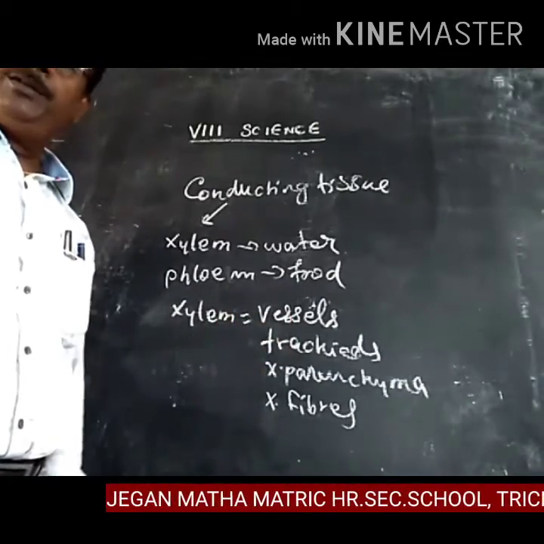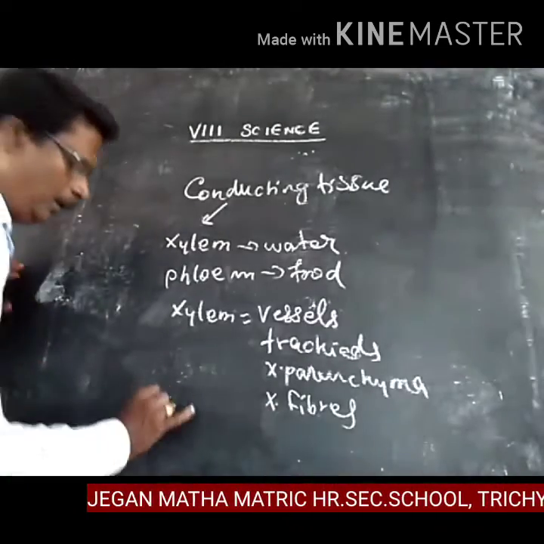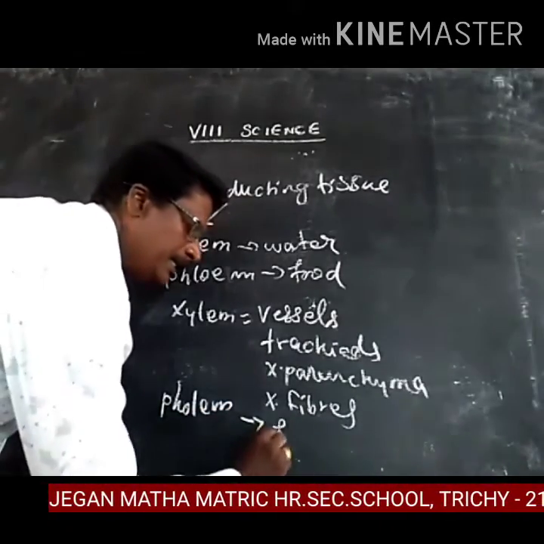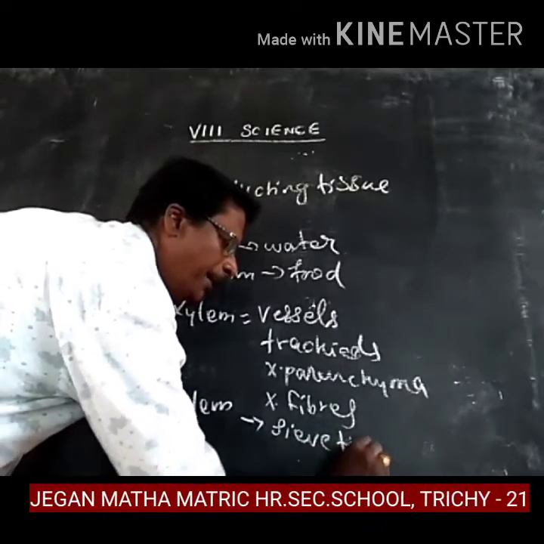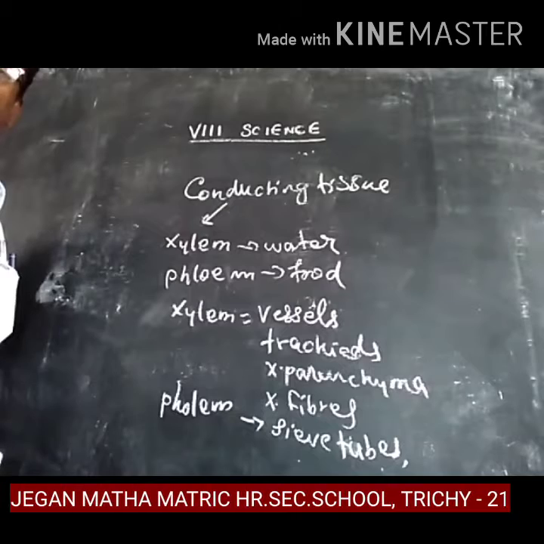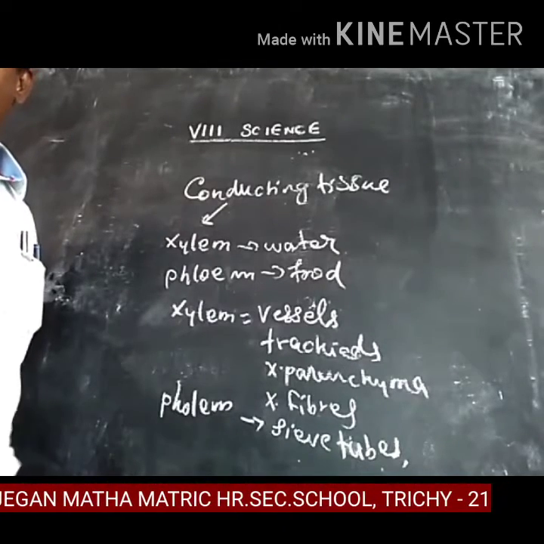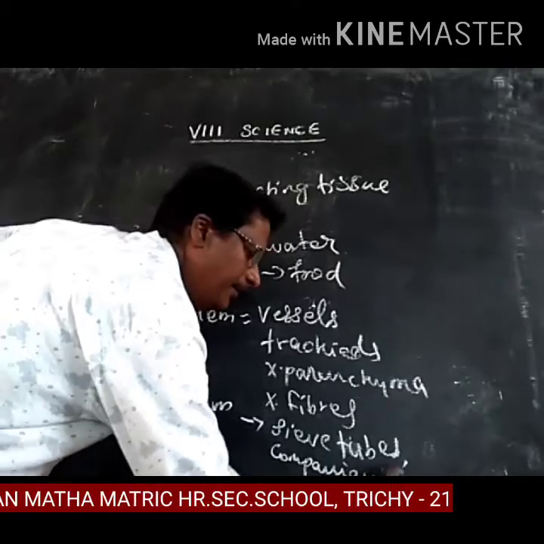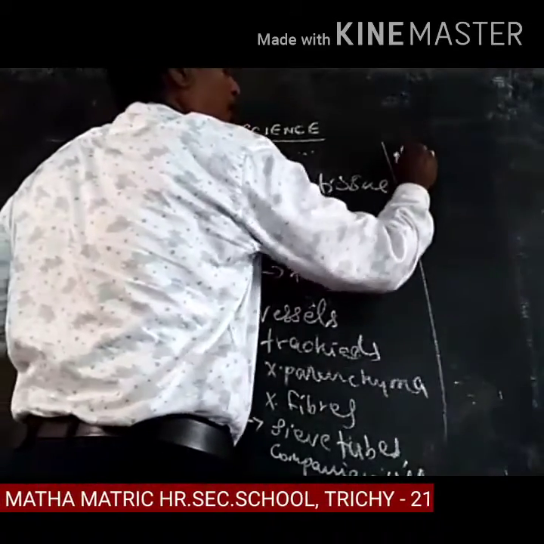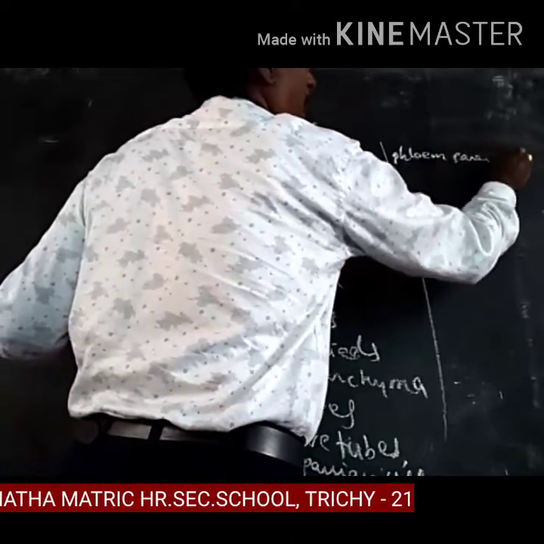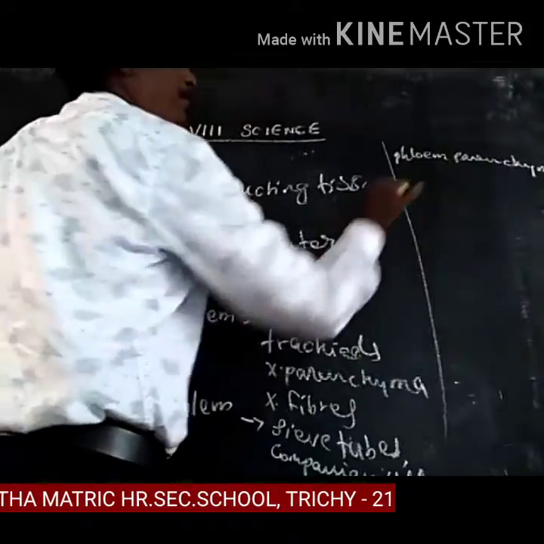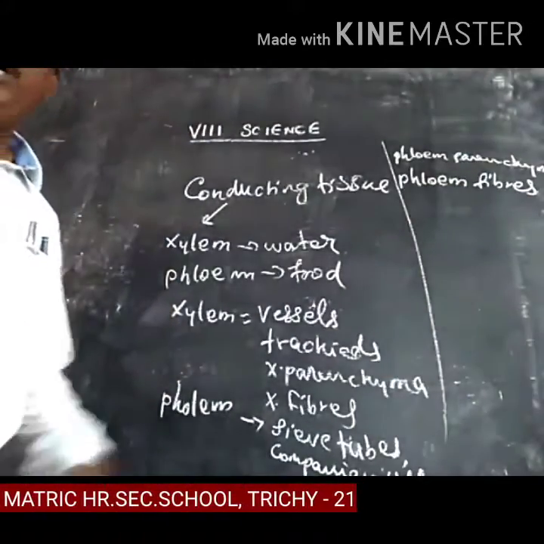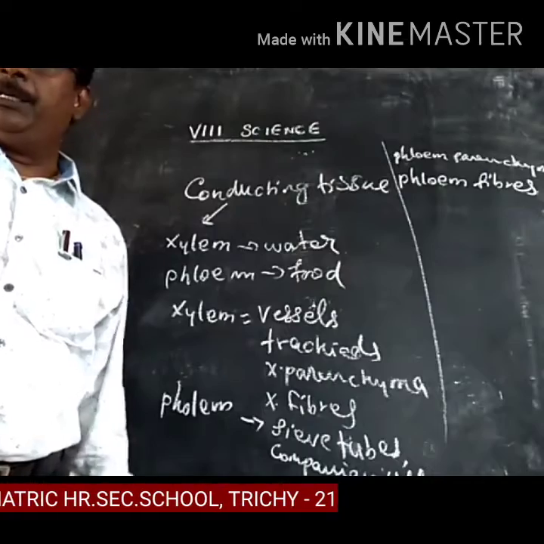Next, the phloem. The phloem is made up of sieve cells or sieve tubes, companion cells, phloem parenchyma, and phloem fibers. So phloem is also made up of 4 kinds of cells.